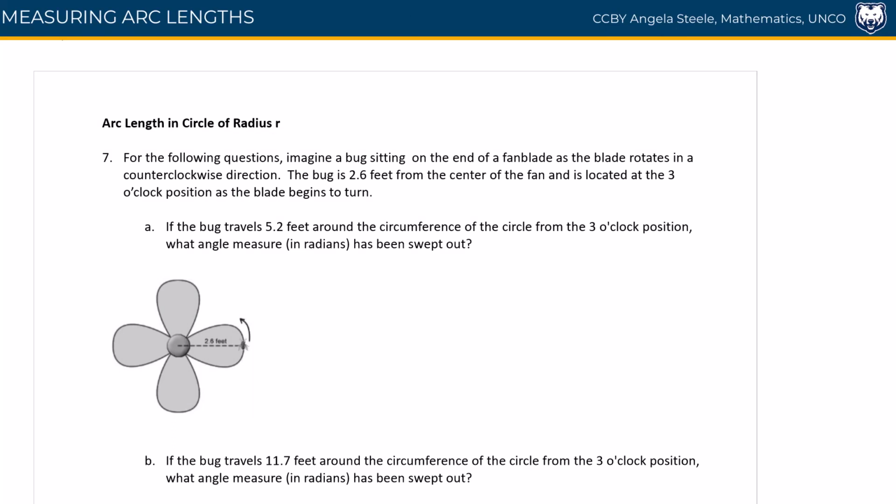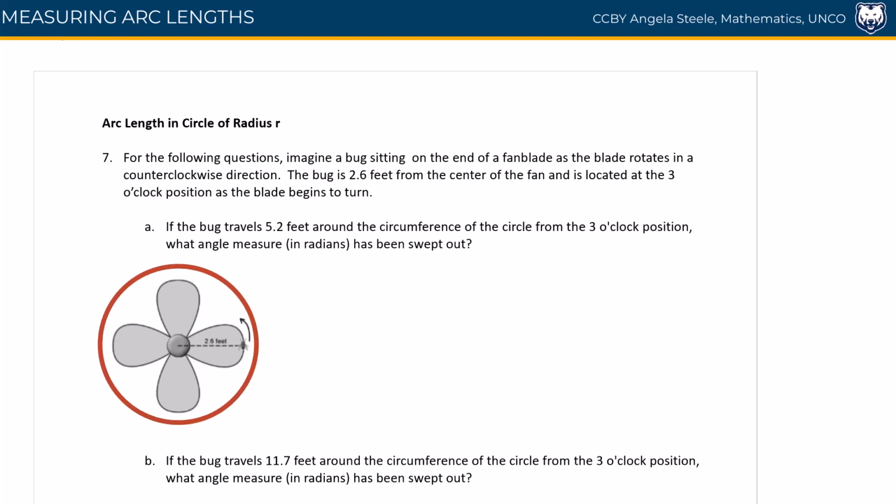We're going to continue with our 7.3 worksheet, and with this problem we're going to be looking at the relationship between the arc length of the circle, the radius, as well as the openness or the radians of the circle. For the following question, we're just going to imagine that a bug is sitting on the end of a fan blade and it's going to rotate in a counterclockwise direction. So that's very similar to what we've been doing, 3 o'clock position, rotating counterclockwise.